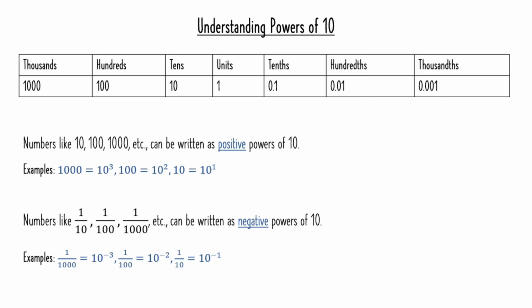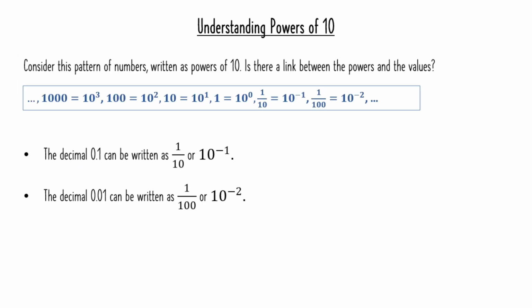This helps us quickly identify the value of digits in a number depending on their position relative to the decimal point. Consider this pattern of numbers written as powers of 10. Do you think there is a link between the powers and the values? The decimal 0.1 can be written as 1 over 10 or 10 to the power of negative 1. The decimal 0.01 can be written as 1 over 100 or 10 to the power of negative 2.